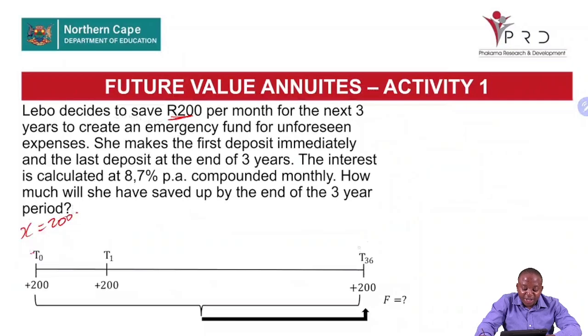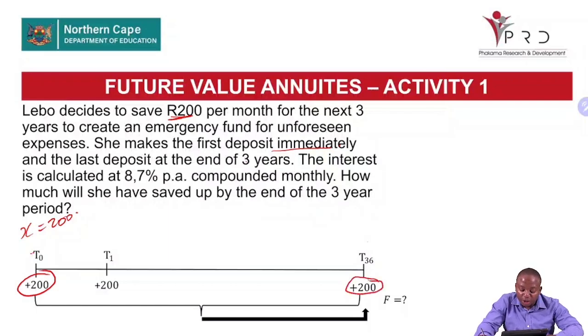To create an emergency fund for the unforeseen circumstances, she makes the first deposit immediately and the last deposit at the end of 3 years. So the first deposit is made immediately. So at T0, we are putting in how much? We are putting in 200 rands. And the other one is made at the end of 3 years. So at the end of our period, we are still putting in the 200 rands there.